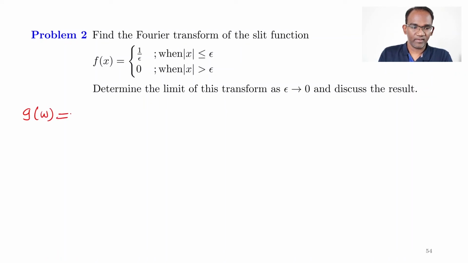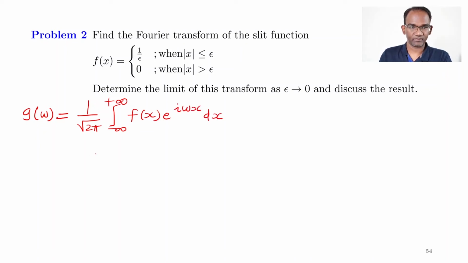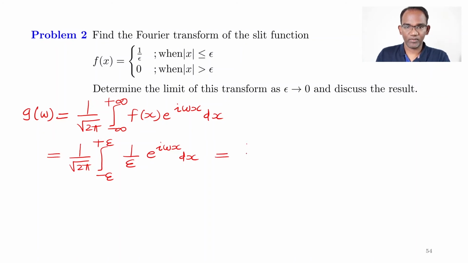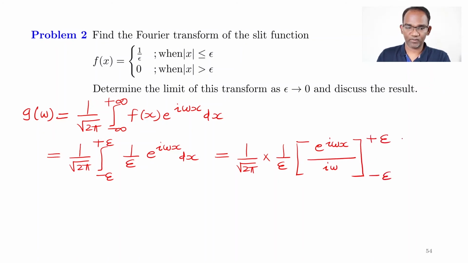We have g(ω) as equal to 1 over square root of 2 pi, integral minus infinity to plus infinity f(x) e raised to iωx times dx. So this is equal to 1 over square root of 2 pi, integral minus epsilon to plus epsilon of 1 by epsilon e raised to iωx dx, and this is equal to 1 over square root of 2 pi multiplied by 1 over epsilon multiplied by e raised to iωx divided by iω from minus epsilon to plus epsilon.